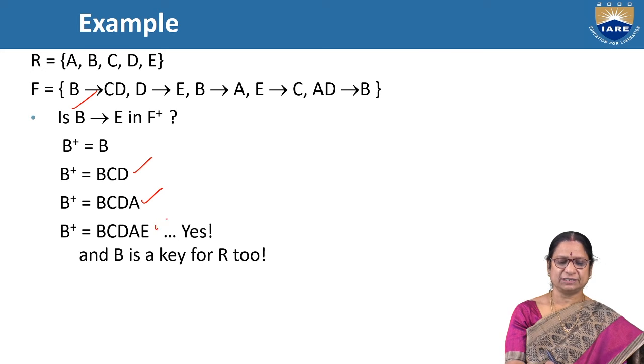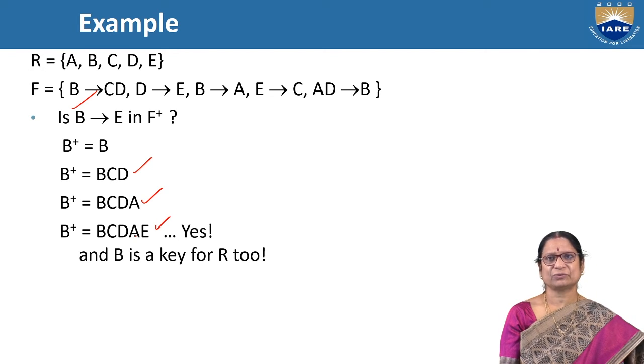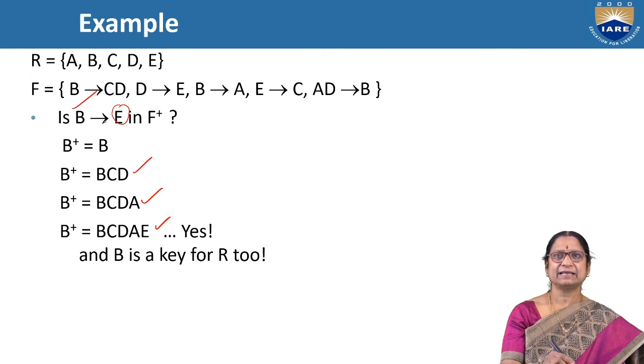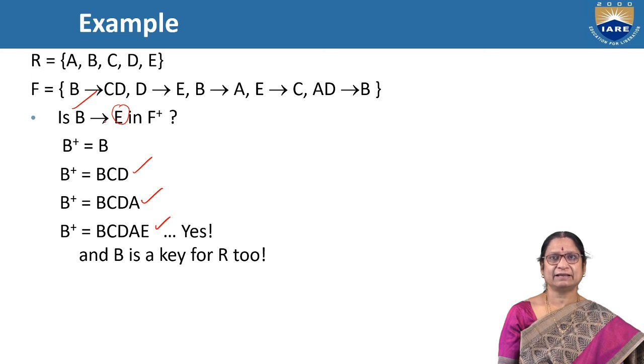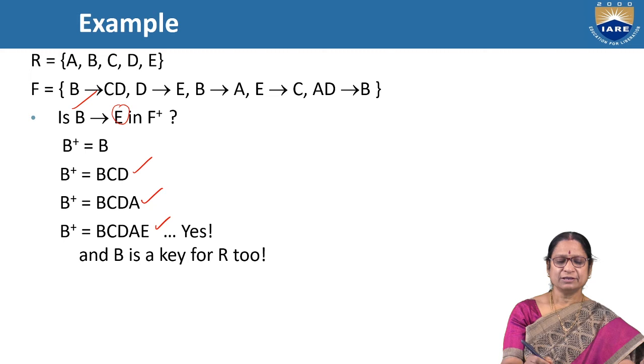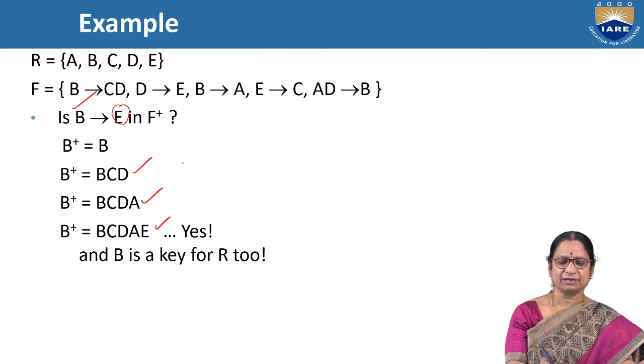A is added, and E as well. D determines E is there. Then when I get E in my closure, I can stop. That means if the right hand side is available in the attribute closure of the left hand side set of attributes, then the respective FD will be in F plus. So what is the rule? When any FD membership has to be checked, we have to find the attribute closure of the left side.